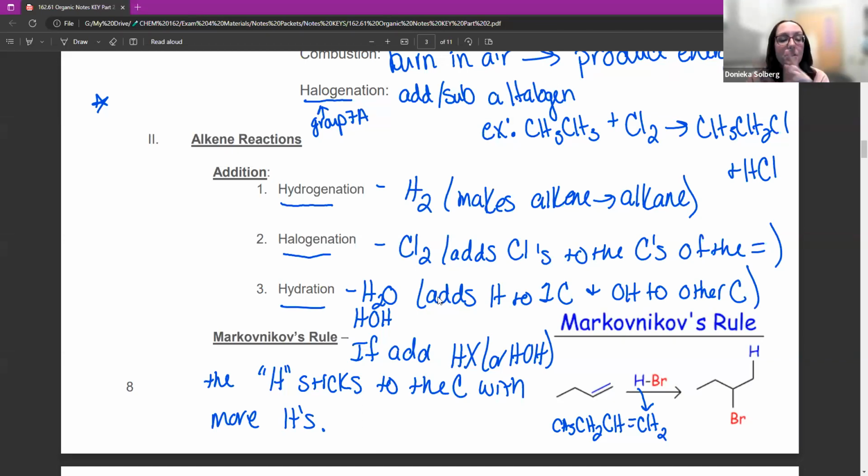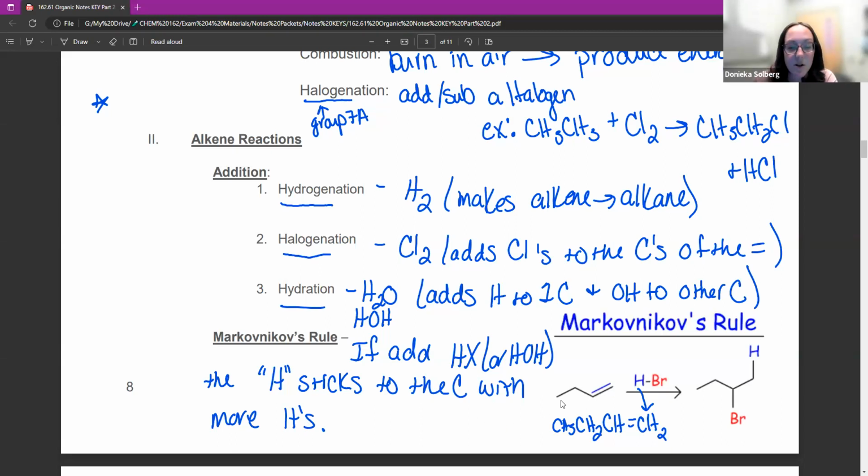Okay. Now, which goes on which? This is a rule that kind of tells me what's going to go where. This is Markovnikov's rule. If I add something that has a hydrogen and something else, okay, so it could be H, let's call X the halogen. So I could add HCl or HF, or I could add HOH, which is water, right? The H sticks to the carbon that has the most hydrogens on it. Okay, so I'm going to show you what that means here. The other thing goes on the other carbon.